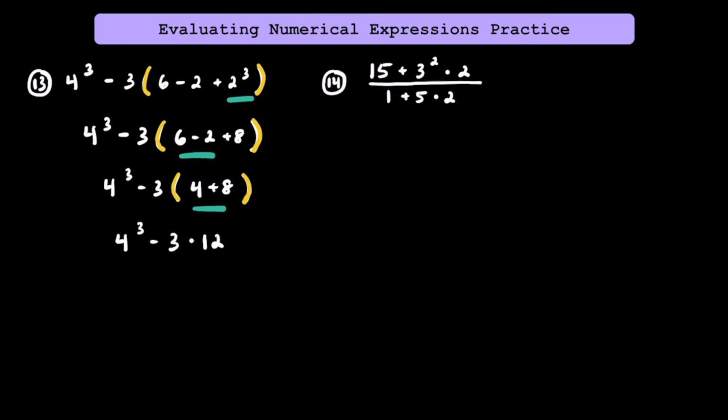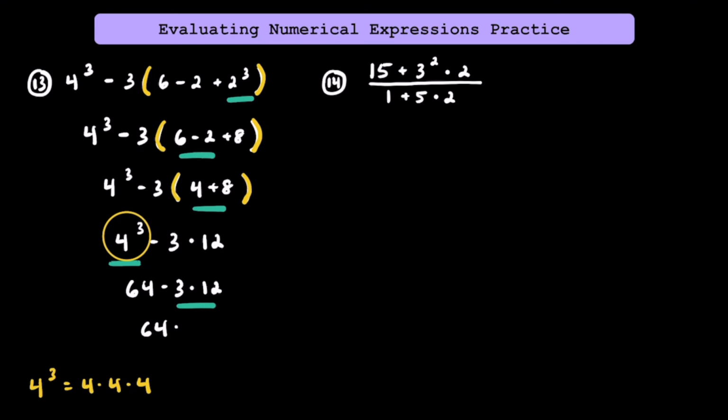With no operations in the parentheses left, we can drop them. This 4 cubed, or the exponent, gets to go next. This 4 cubed is 4 times 4 times 4. 4 times 4 is 16, and 16 times 4 is 64. So we can write 64 minus 3 times 12. Multiplication goes next. We'll multiply 3 times 12 to get 36. We'll write 64 minus 36, which gives us a final answer of 28.